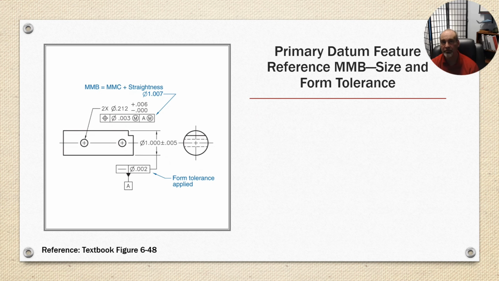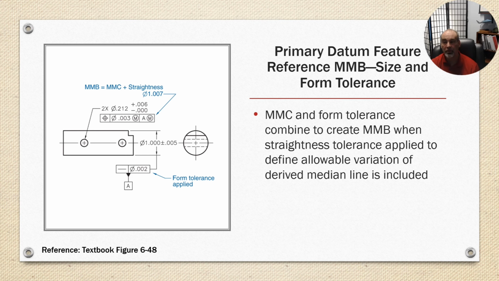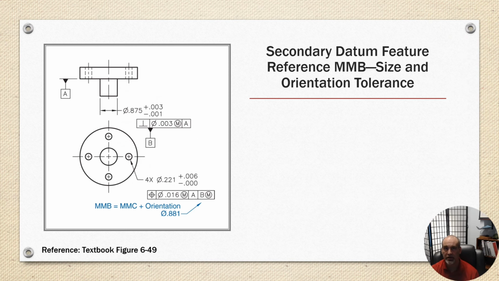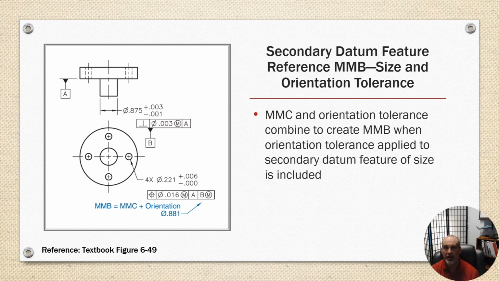Okay, primary datum feature reference MMB, size and form tolerance. MMC and form tolerance combine to create MMB when a straightness tolerance is applied to define an allowable variation derived from the median line is included. A secondary datum feature reference MMB, size and orientation tolerance. MMC and orientation tolerance combine to create MMB when orientation tolerance is applied to a secondary datum feature of size is included.